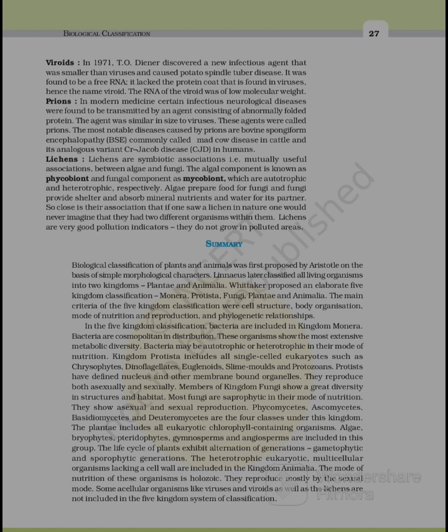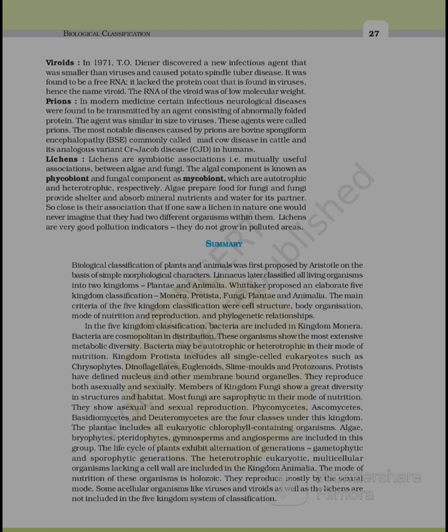Bacteria are cosmopolitan in distribution. These organisms show the most extensive metabolic diversity. Bacteria may be autotrophic or heterotrophic in their mode of nutrition. Kingdom Protista includes all single-celled eukaryotes such as chrysophytes, dinoflagellates, euglenoids, slime molds, and protozoans. Protists have a defined nucleus and other membrane-bound organelles. They reproduce both asexually and sexually.